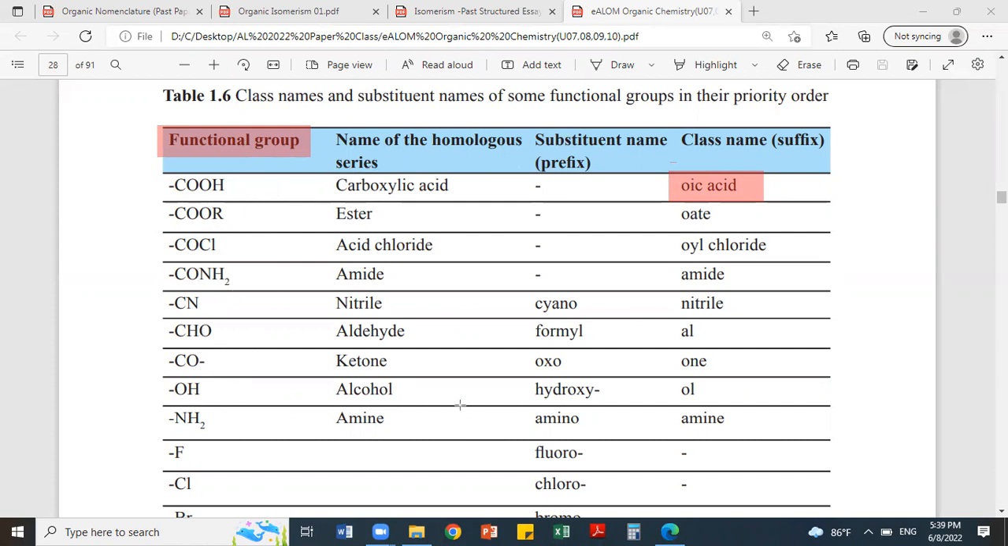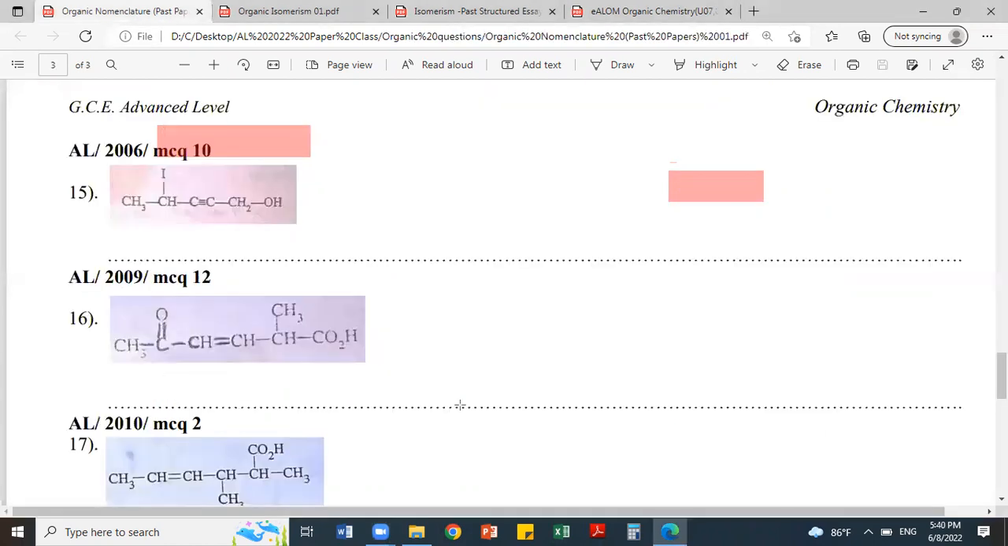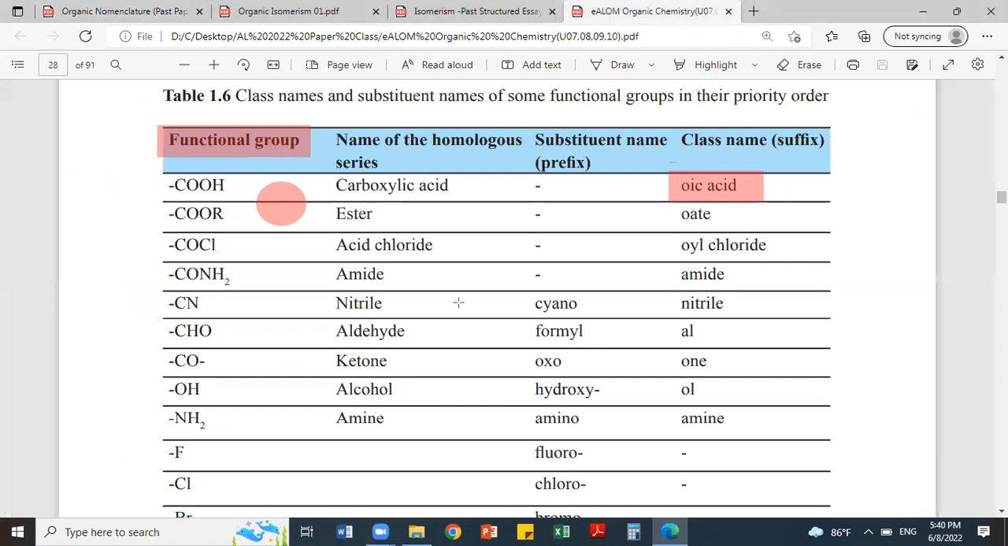Now you can see this compound. I'll move back to the paper. You can see there's an OH group. If an OH group is there, that is a functional group here, because C and H are not functional groups. So if an OH group is present, we have to name that as an alcohol. Can you see here? Alcohol. For example, ethanol, C2H5OH, methanol, CH3OH, propanol, butanol, like that.